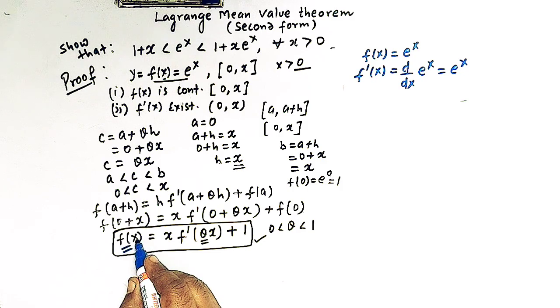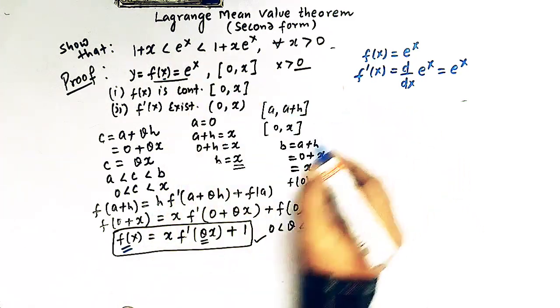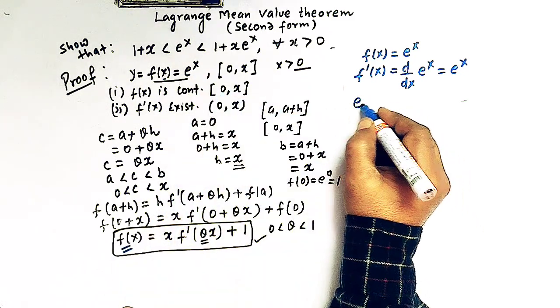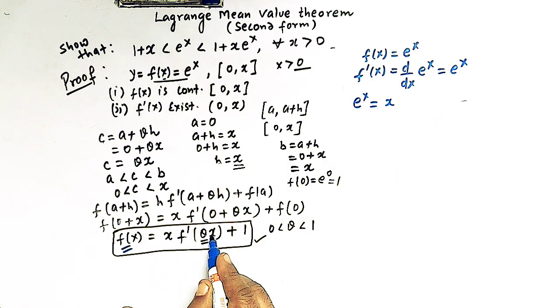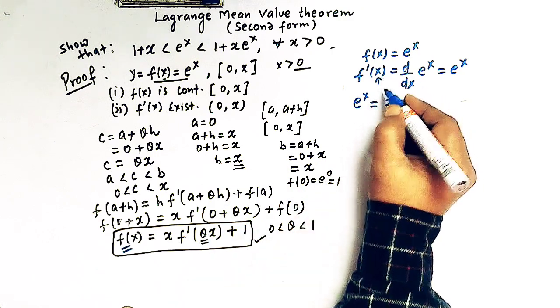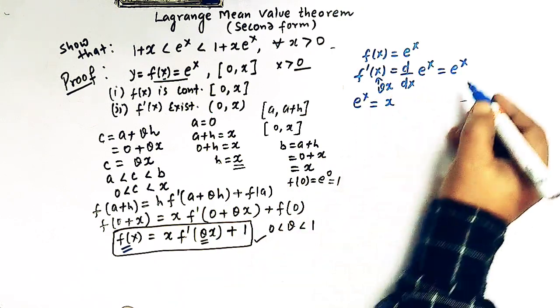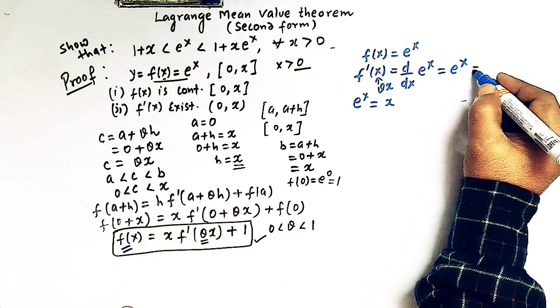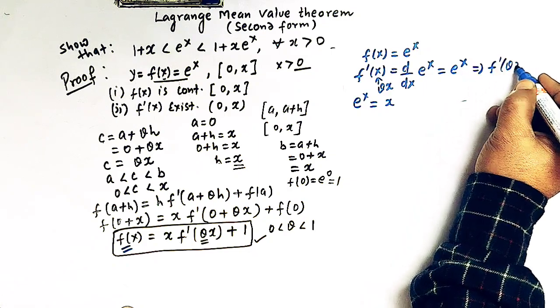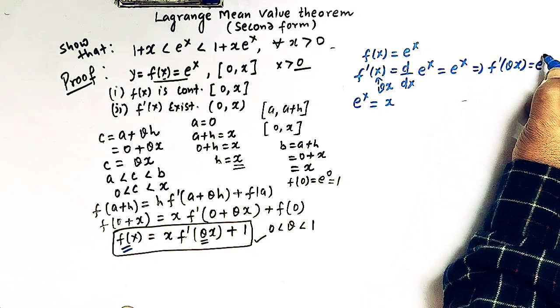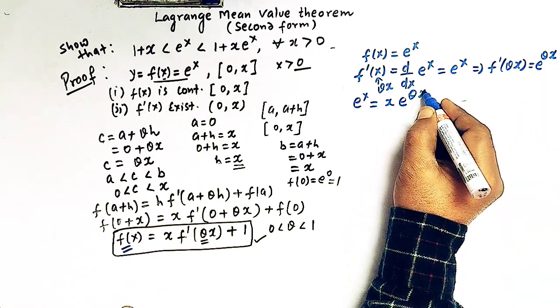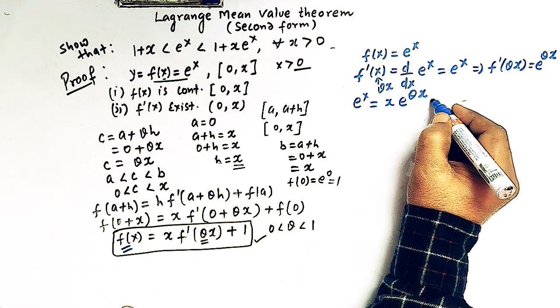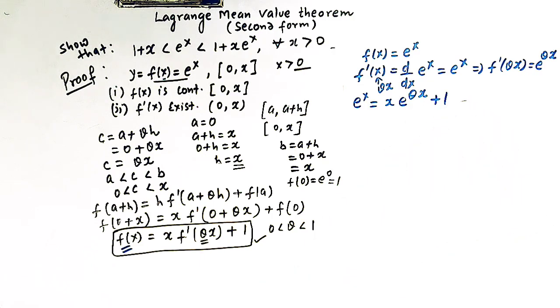So now let us come to this equation. So here we have f of x. We can now write for f of x e raised to x, and then we have x times f prime of theta x. So f prime of theta x can be obtained by replacing this x by theta x. So here we have theta x. So we can now write f prime of theta x is equal to e raised to theta x. So here we have e raised to theta x, and then we have plus 1.